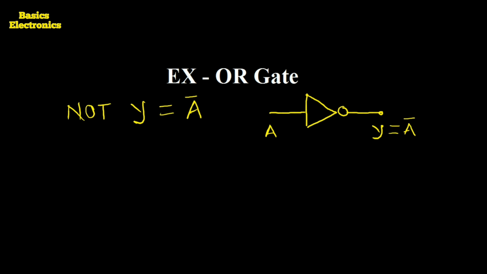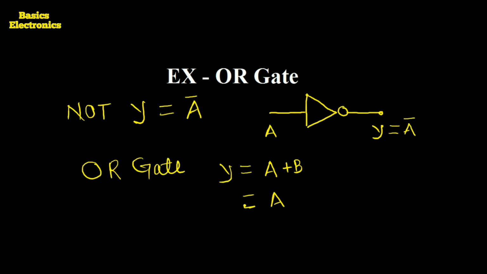Now the second gate we have to see is the OR gate. This OR gate has two or more inputs, but the output is only one. Its output equation is given by y equals a plus b, which we read as y equals a or b.